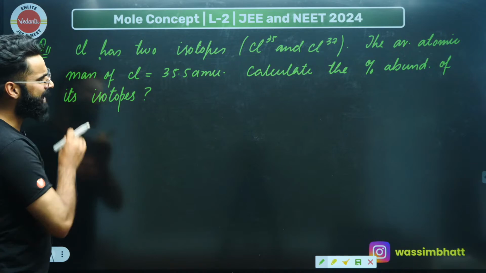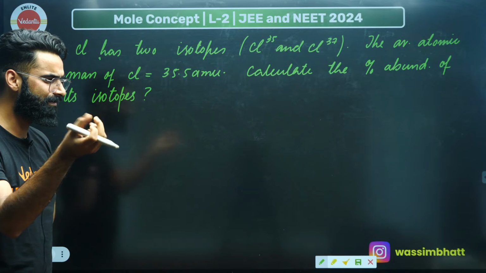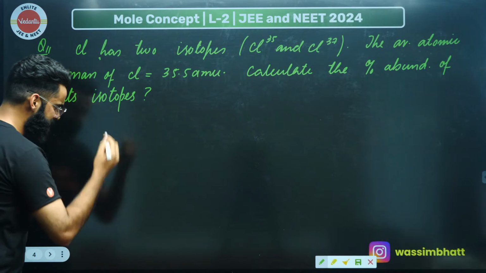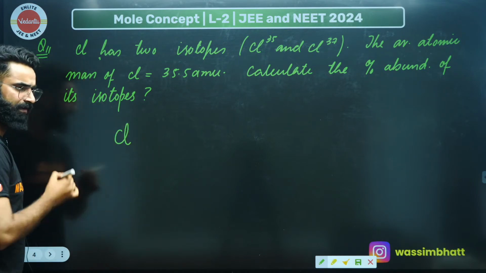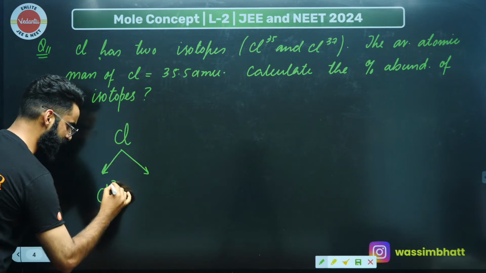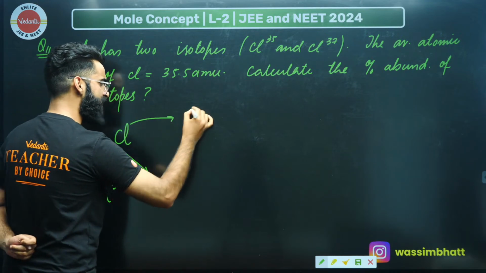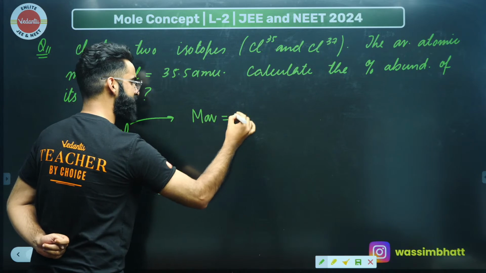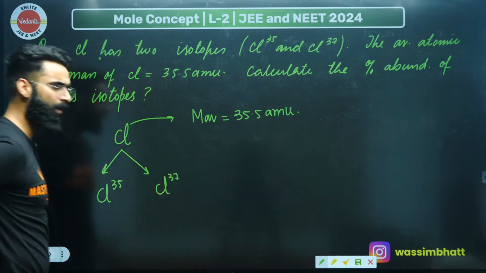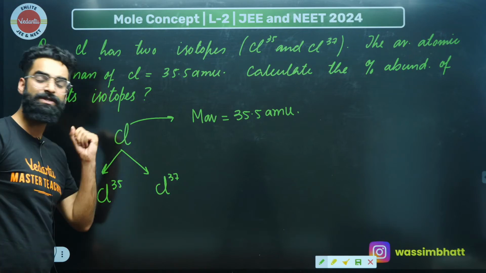Alright, my dear people, have a look at exactly how I am going to deal with this particular question. It's a very simple one. You just need to use a little concept here to solve this particular question. See, as far as the question is concerned, chlorine has two isotopes. One is Cl35, another one is Cl37. The average atomic mass of chlorine is given to us as 35.5. What are we supposed to calculate? We are supposed to calculate the percentage abundances of its isotopes.